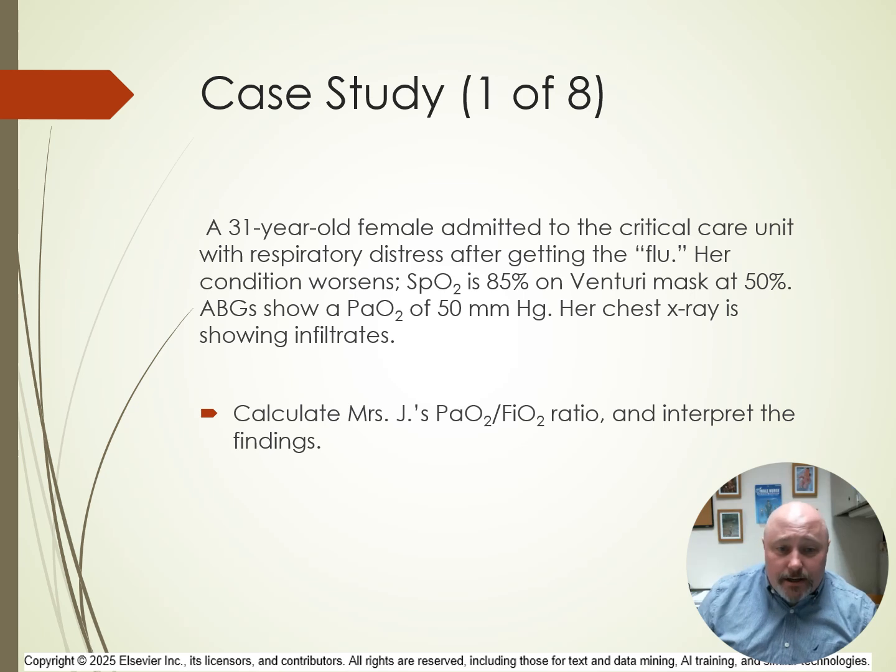For our case study, a 31-year-old female is admitted to the critical care unit with respiratory distress after getting the flu. Her condition worsens, with an SpO2 of 85% on a Venturi mask at 50%, and ABGs showing a PaO2 of 50 millimeters. Her chest x-ray is showing infiltrates.